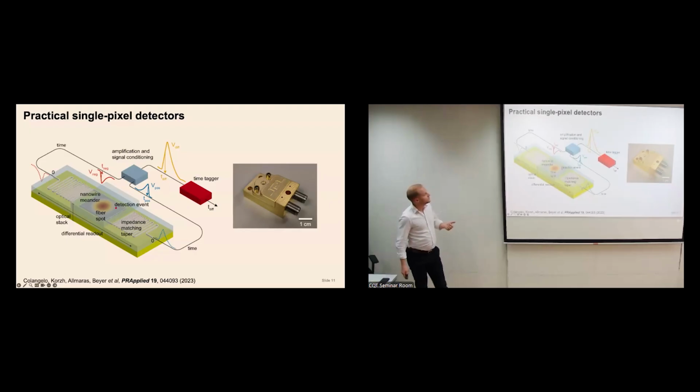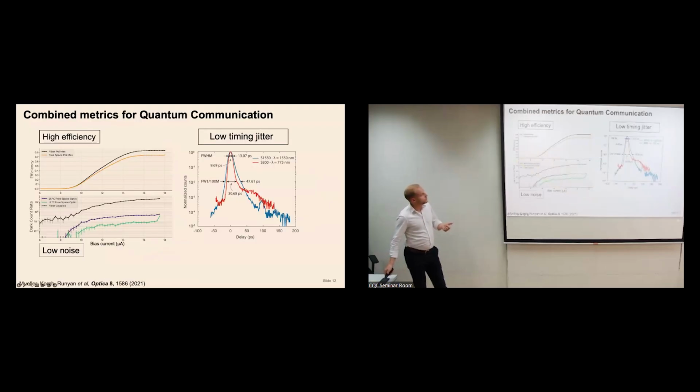And so we want to look at the overall metrics. We could get efficiency, not the record, but 80%. So it's good for quantum com application. Dark count rates, in the fiber coupled case, you can have sort of tens of counts or one count if it's fiber coupled.